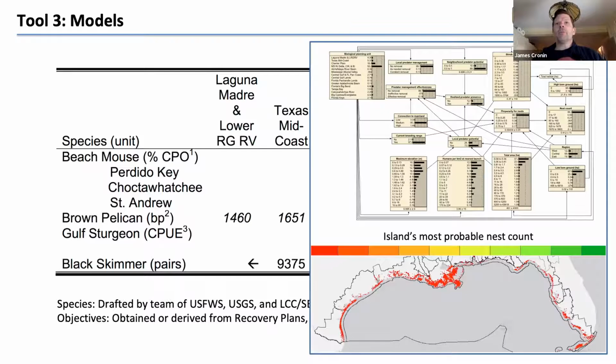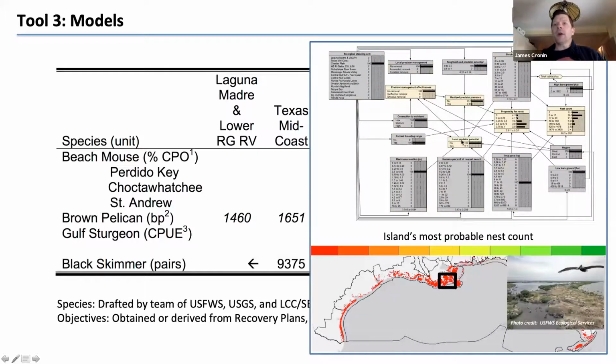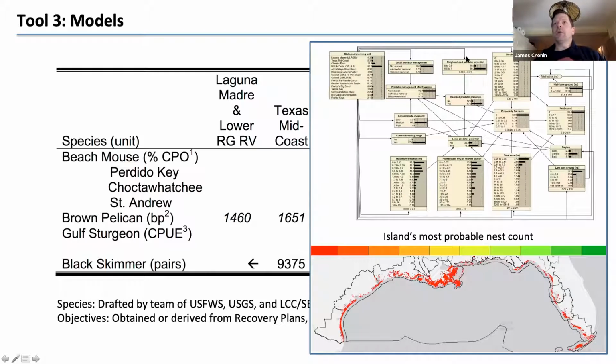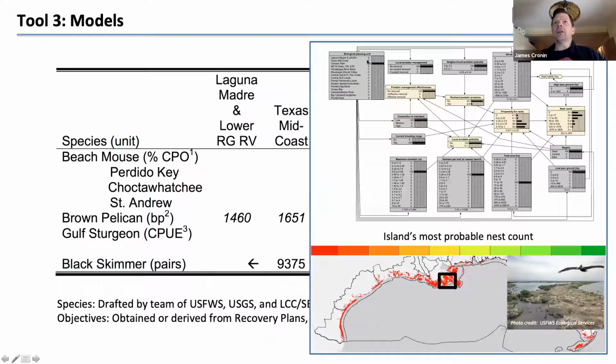Our third set of tools were models that relate species to habitat characteristics. So for example, this is the brown pelican model. It's a Bayesian network model, and it predicts the nest count on an island. So we'll be talking about this. So these models are interactive. So when you open it up in a software package, it looks just like this, and you can click on the variables and enter in habitat characteristics, and then observe what the predicted probability distribution is for nest counts on an island.